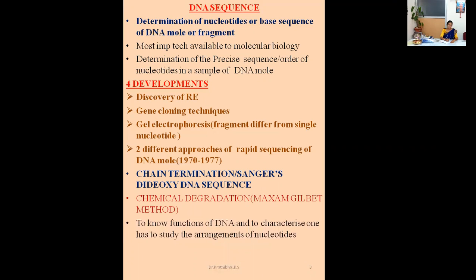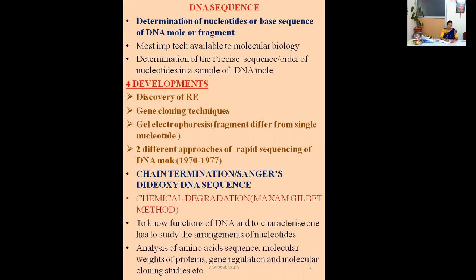For understanding the function of a gene, it is essential to do characterization of DNA. This can be done by knowing the nucleotide sequence. You may ask the question why we need to do all this DNA sequencing. At that time you can give this answer: to know the functions of DNA and to characterize it, one has to study the alignment of the nucleotides. What do you mean by DNA sequencing? DNA sequencing is nothing but determination of the nucleotide or base sequence. It means we are understanding the order of the nucleotides in a DNA molecule.